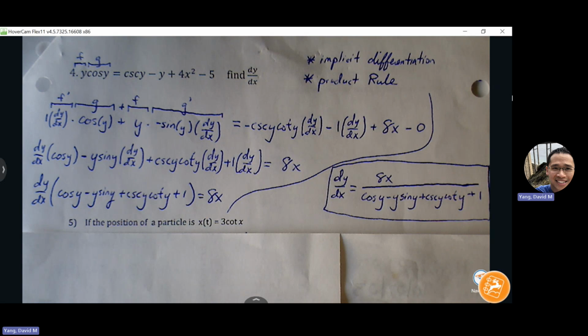Yes, you could. So there's another version of this answer. It could be negative 8x over negative cosine y plus y sine y minus cosecant cotangent y minus 1. So your answer may not look exactly like this, but if it's the same as multiplying by negative 1 above and below, then that's equivalent. That's fine. But the way I'm going to do the problems, I'm always going to group the dy dx terms on the left side, but you can group them on the right side. That's fine.